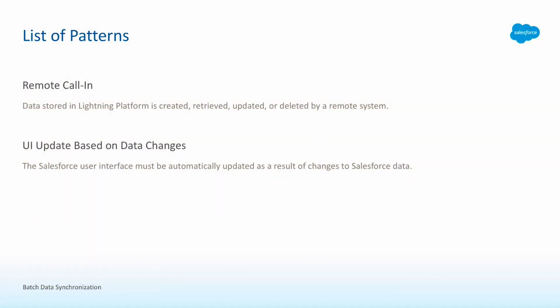So the next is remote call-in. Remote call-in is on the other side, where you have to update Salesforce data from a third-party system. So remote call-in is basically you are using the Salesforce REST API or SOAP API to update Salesforce records as and when needed. And the last is UI update based on data changes.